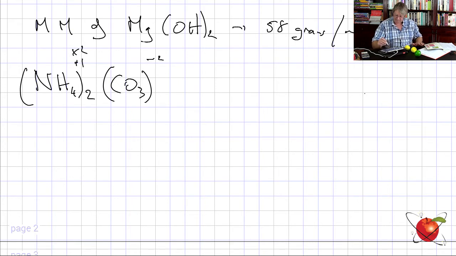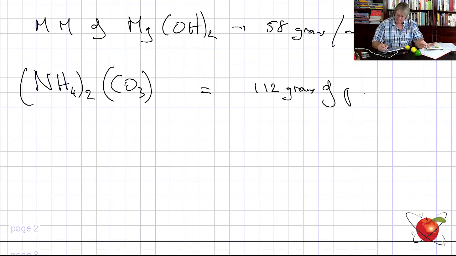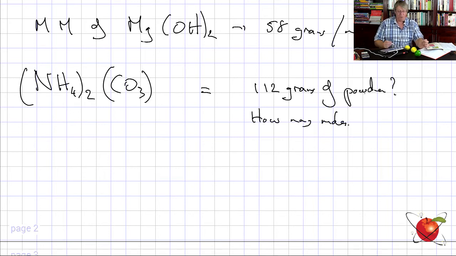Now I'm going to remove those numbers at the top, so that's what we've got, ammonium carbonate. Now let us say that they tell us that we have got 112 grams of that as a powder. Okay, how many moles? How many moles?